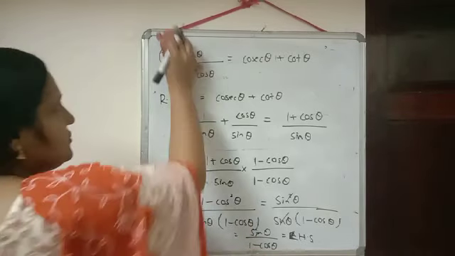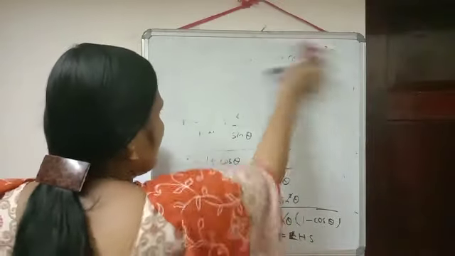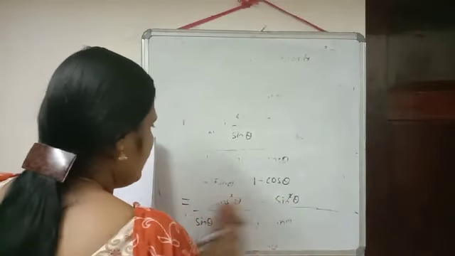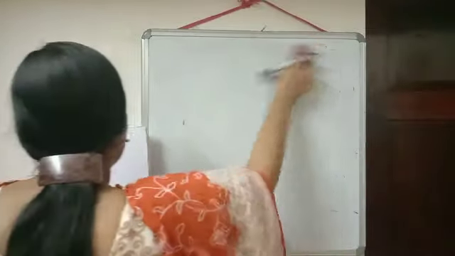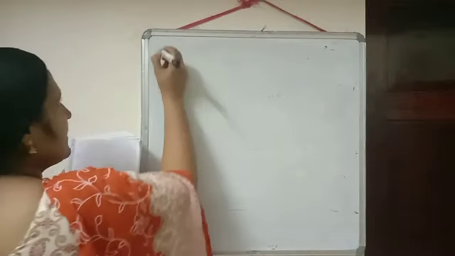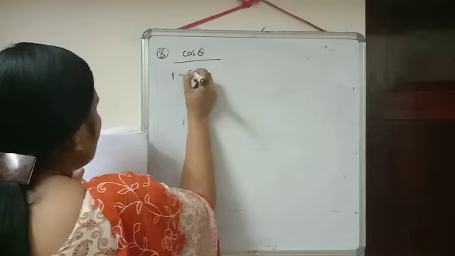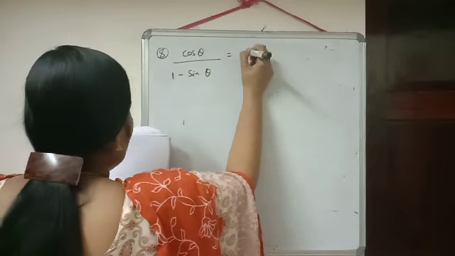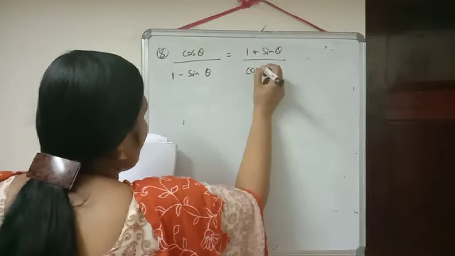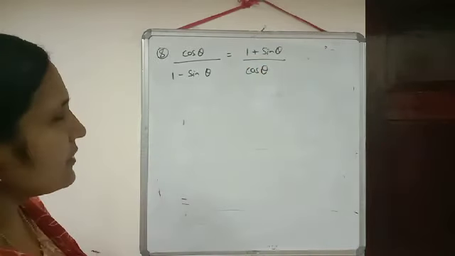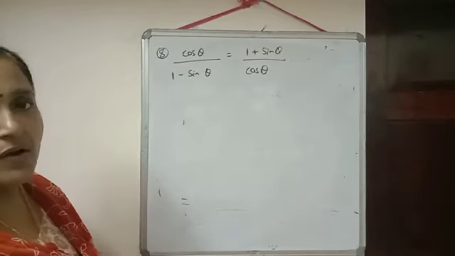Now write the next one. Same type only. All of you write down. Prove that cos theta by 1 minus sin theta is equal to 1 plus sin theta by cos theta.